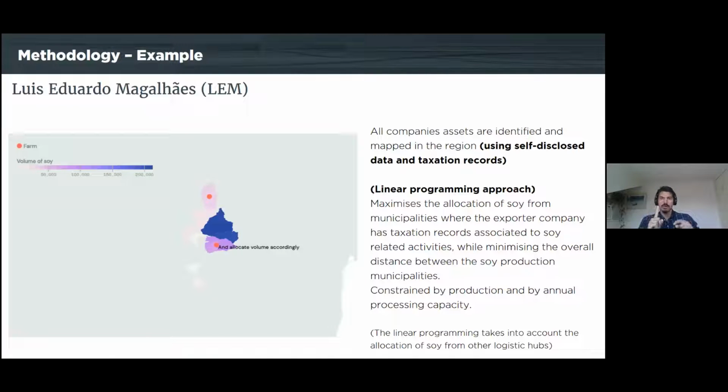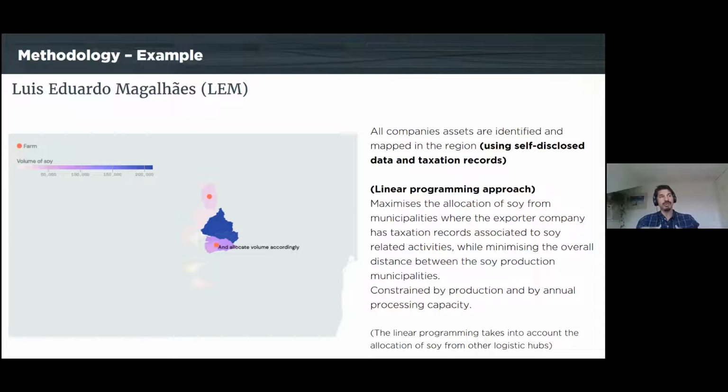But the problem is from the silo back to the farms. That's where we actually have to include some science-based modeling to try to build the supply chain. In the case of soy, we know the silo, we know how much the silo can store, and we use all the information we can to put into a model, which we call a linear programming approach, basically to maximize the allocation of soy from that silo back to the municipalities around, taking into account companies' assets. For example, some companies own farms, in the case of ADM. So we know it's more likely that the soy from this silo is coming from farms owned by the same company around. We also take into consideration the distance, using the roads and the cost of transport, using the linear programming approach to optimize the soy allocation.